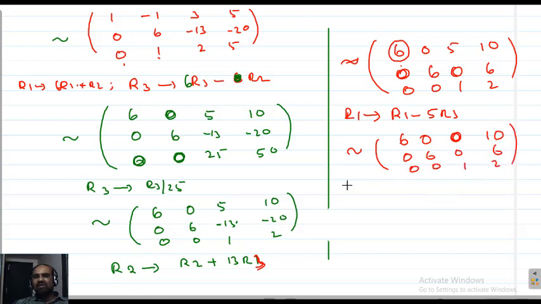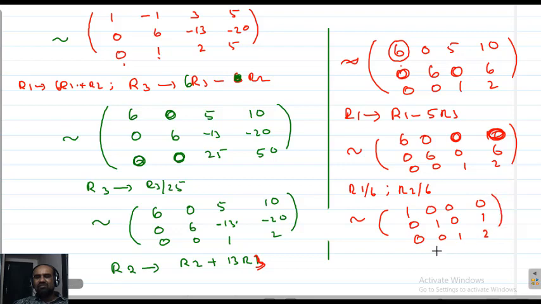Now completing the problem. Last operation. How you got 10 here? R3 0. Here also 0, no, not 10, that one. Okay. So final result, R1 divided by 6, R2 divided by 6. Actually we need R1 changed as, R2 changed as, equivalent to 1 0 0 0, 0 1 0 1, 0 0 1 2. So this is echelon form.